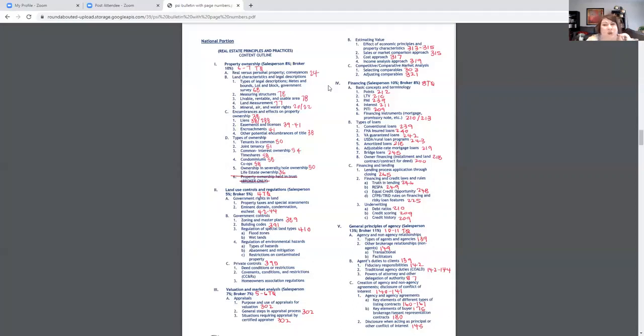Tenants in common is great for investor partners. Joint tenancy is great for cohabitating, nesting. Those may not be the best descriptions, but I don't want to say married couple because it doesn't have to be married. It could be anyone that just wants to live together, right? And if one of them passes, they want to make sure that the other one just naturally gets the property.